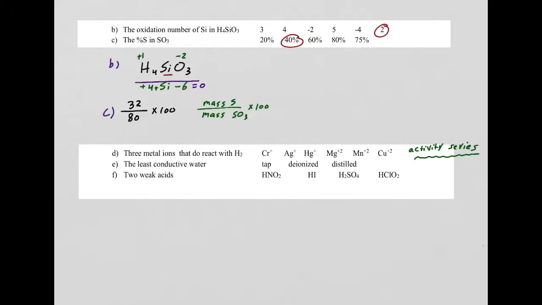Now, let me look at the metal ions. What do I have? They have chromium, silver, mercury, magnesium, manganese, and copper. All right, I'm going to come over here. So the ones that we're talking about are manganese and magnesium, and copper, mercury, and silver. Okay, so far so good. All right, so now here's the thing. They say which one is going to react with H2. Okay, so I have H2.